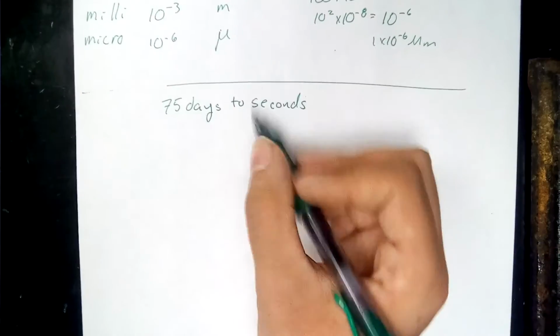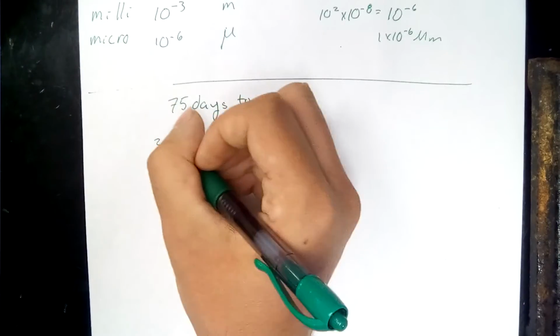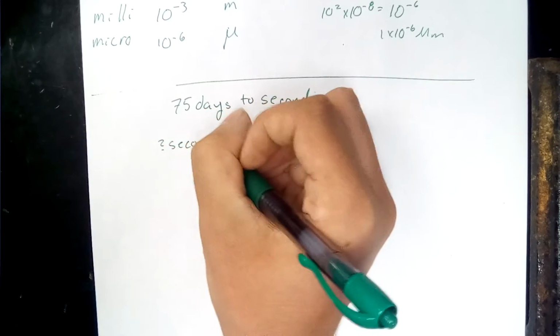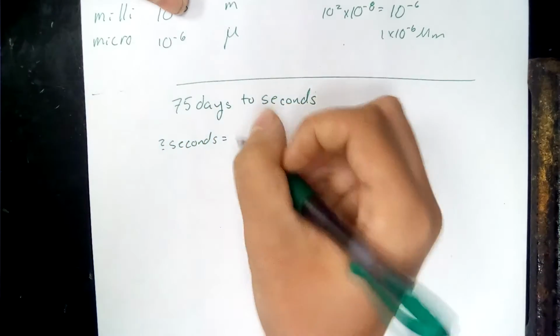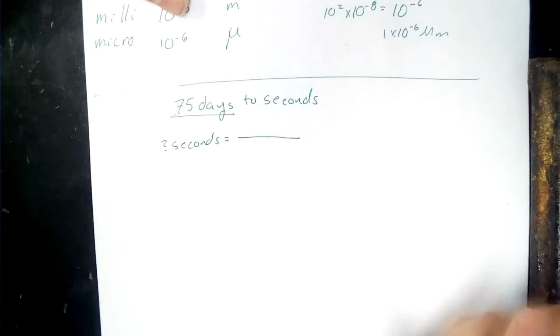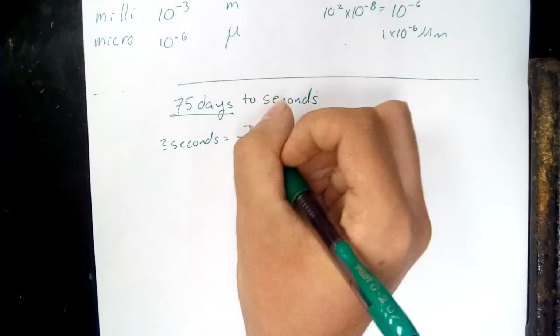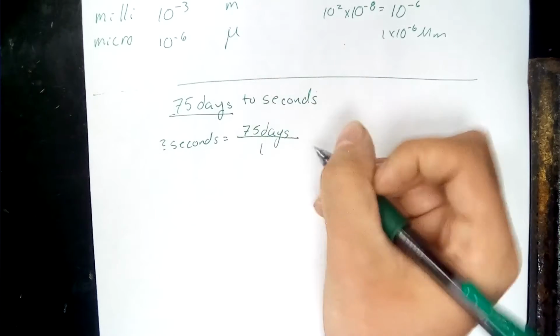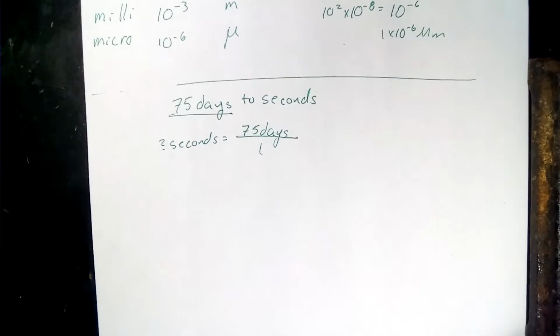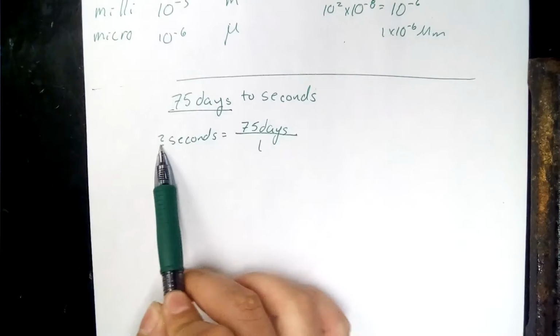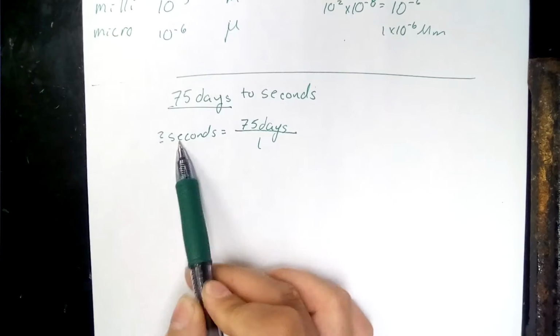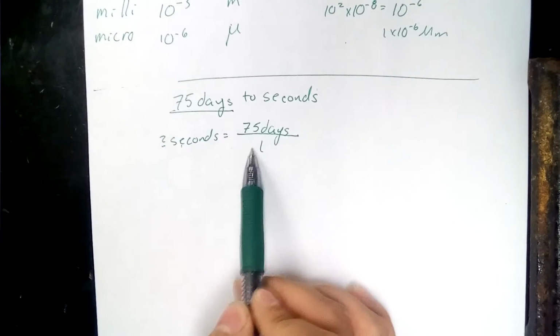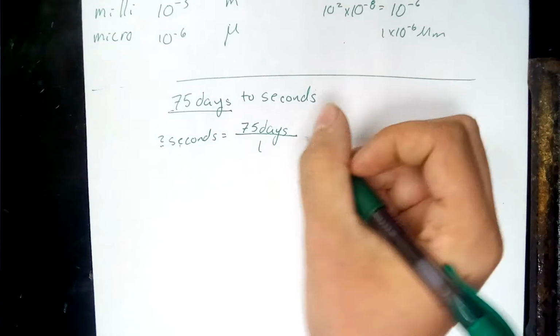So to start off with, we want to find seconds. So question mark seconds equals. We're starting off with 75 days. So we're going to put 75 days on top and put it over 1. Remember, this is how you always start it off. You start off with question mark, what you're looking for, equals whatever you're starting with over 1.